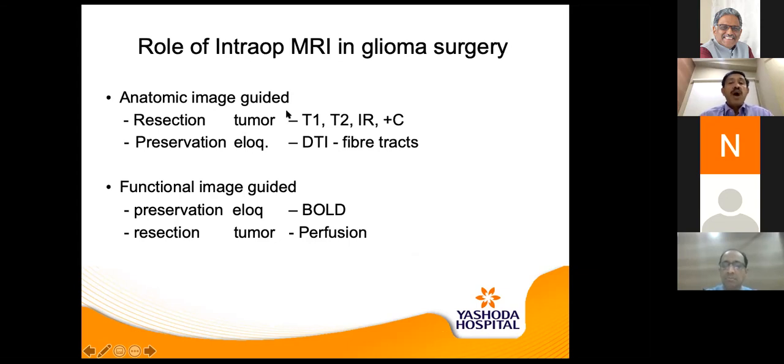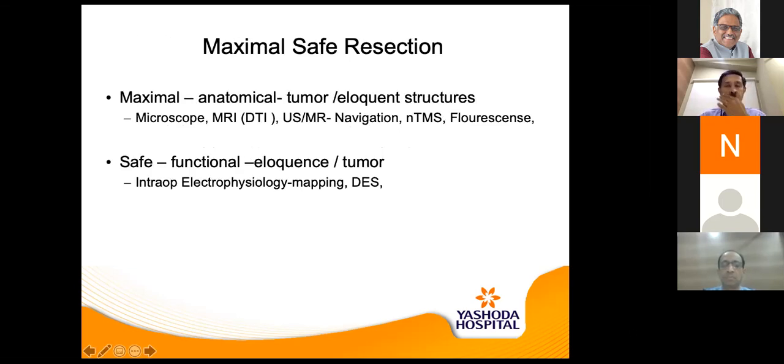So now, the role of intraop MRI in glioma surgery is not only for resection of tumor, it is also for preserving fiber tracts and functional imaging like eloquent cortex preservation, and tumor resection by perfusion imaging. So all can be done, especially if you have a higher strength magnet like a 3 Tesla MRI, which can do all these functions, unlike say a 1.5 Tesla, which may limit you to doing only a T1 and a T2 in a brain suite kind of a model.